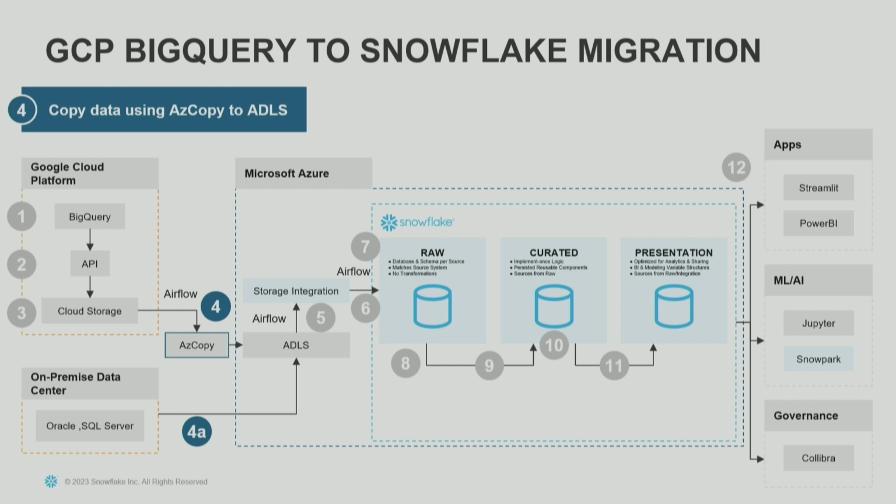So copying data between Google Cloud Platform and Azure Data Lake, it took us 27 seconds to copy 280 GB worth of data. So it was pretty fast, right? And you are doing cross-cloud data copy. So the data is ready to be loaded in ADLS, and this is where you have to create a storage integration so that the data can be ingested into Snowflake.